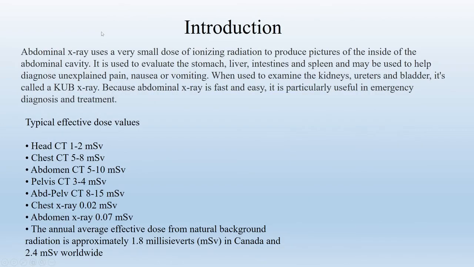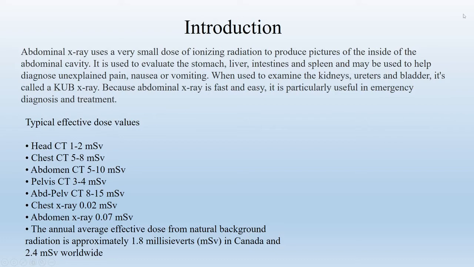A small intro. Abdominal X-ray is very useful, and it doesn't have as high exposure of radiation. Here it is just 0.07 millisievert, while chest X-ray is 0.02 millisievert, and then CT, for example abdominal CT, is from 5 to 10 millisievert.